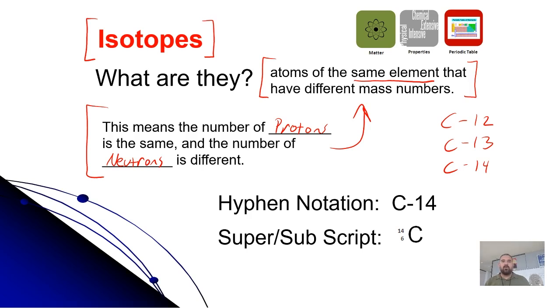So let's look over here at this example that I got. Carbon, we know, has 6 protons. So that has 6 protons, that has 6 protons, and that has 6 protons. How many neutrons are in carbon-12? 6 neutrons. How many are in carbon-13? 7 neutrons, and then 14? 8 neutrons. So they have the same number of protons, different number of neutrons in isotopes. Any question on isotopes? All right, let's go ahead and move on.